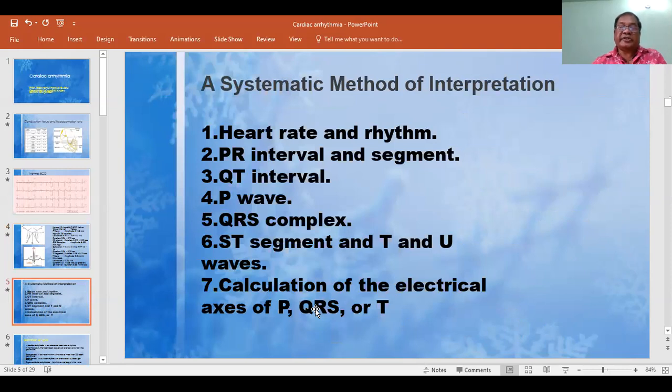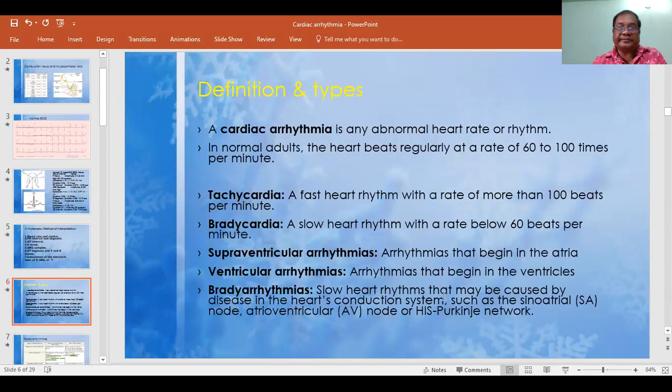So during interpretation of the ECG, we should follow a systematic method of interpretation. First of all, we determine the heart rate and the rhythm, then the PR interval and segment, then the QT interval, then we look at the P wave, the QRS complex, ST segment, and T wave, and presence of U wave, and then we calculate the electrical axis of the P, QRS complex and T wave. Actually, the QRS axis is the real axis of the ECG.